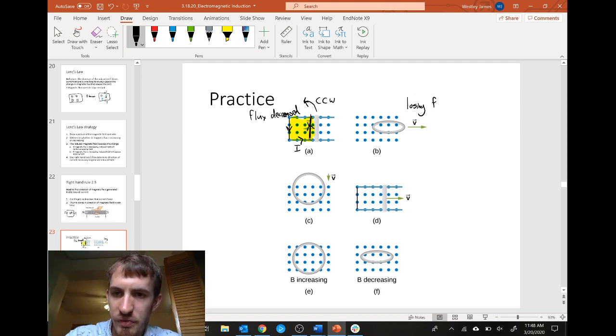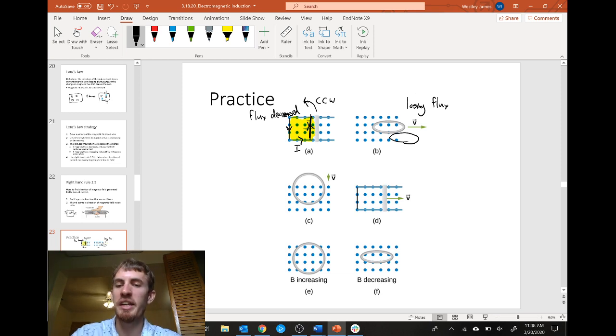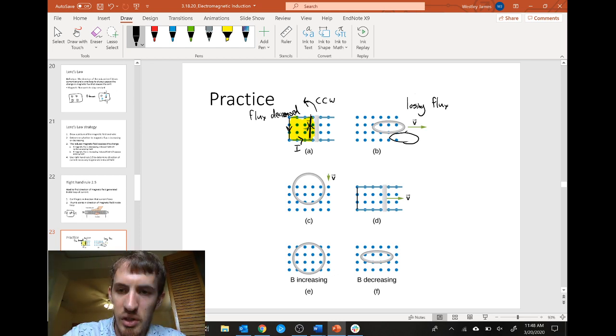flux, because I'm moving from, you just imagine it. If the loop is now over here, I have less lines that are pointed out of it. So I need to get more lines pointed out of it. How do I make more? Same thing, thumb pointed out, fingers going counterclockwise to induce that current that is going out.